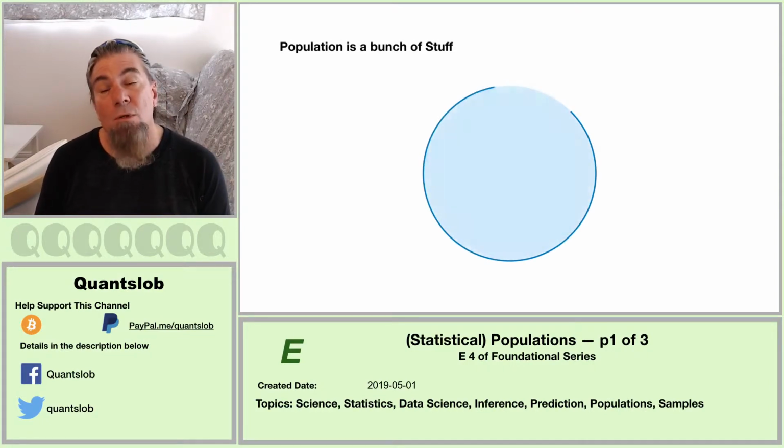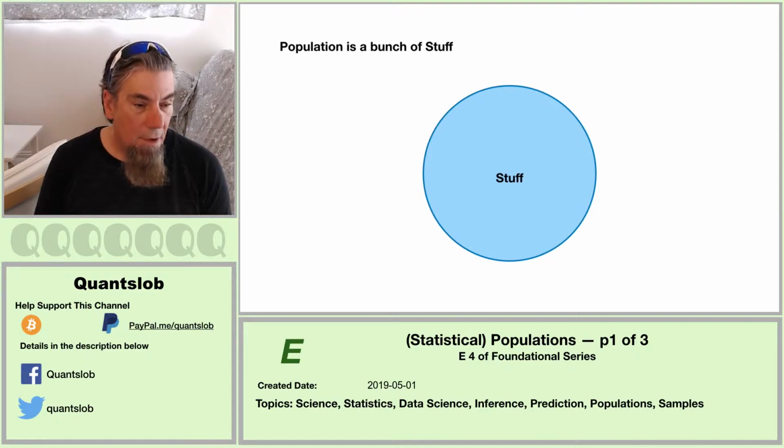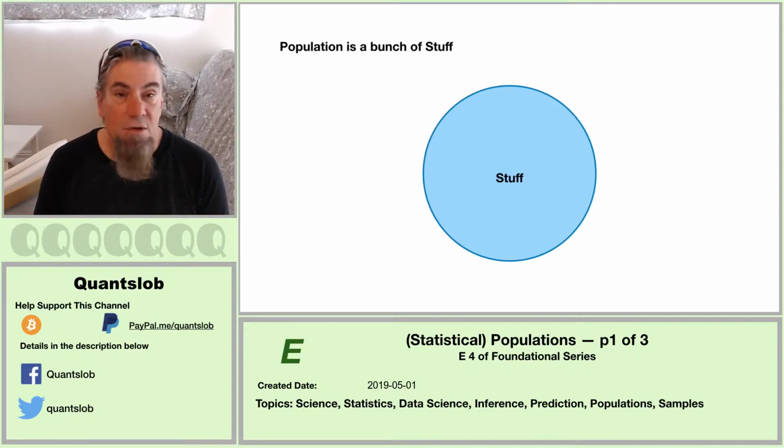Okay, so where do we start? What's a population? Loosely speaking, a population is a bunch of stuff. And we usually have that the stuff satisfies two requirements: that the stuff is made up of separable or discrete elements or units, and that these units or elements share some overarching commonality.